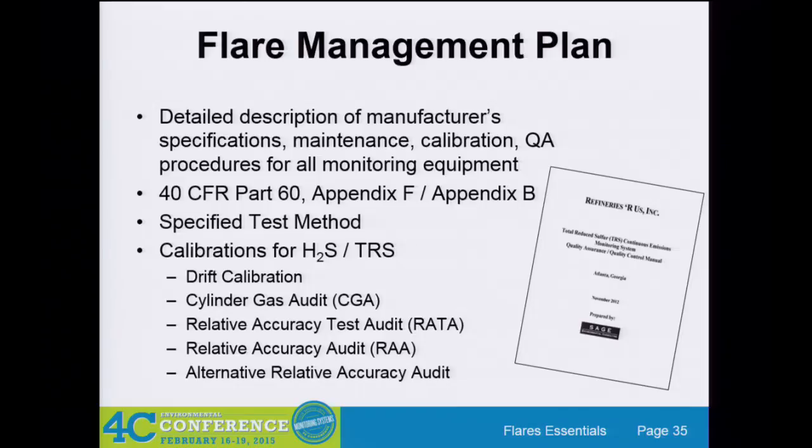The QA/QC manual required under Appendix B and Appendix F is just a good place for you to document how you are doing your daily drifts, what concentration ranges you're using for your spans, your cylinder gas audit requirements, and whether you're using the relative accuracy or doing a RATA, or if you're using the alternative RATA method.